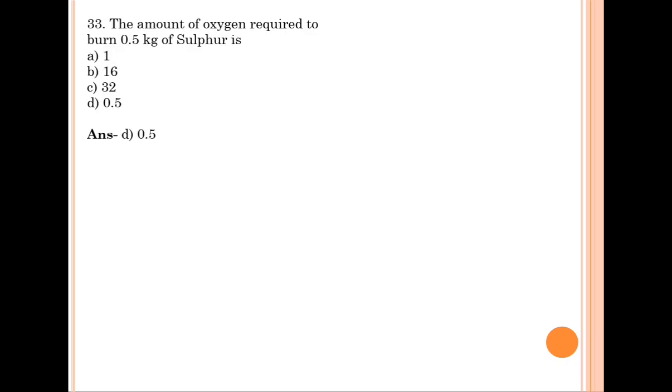The amount of oxygen required to burn 0.5 kg of sulfur. If you see the formula, sulfur plus oxygen is equal to SO2. The molecular weight of sulfur is 32 and molecular weight of oxygen is also 32. So 1 mole of sulfur is required for 1 mole of oxygen. So if 0.5 kg of sulfur is given here, then the answer is 0.5 also.